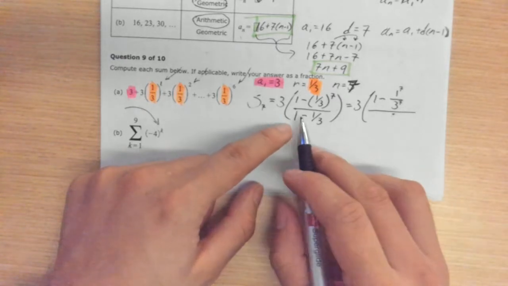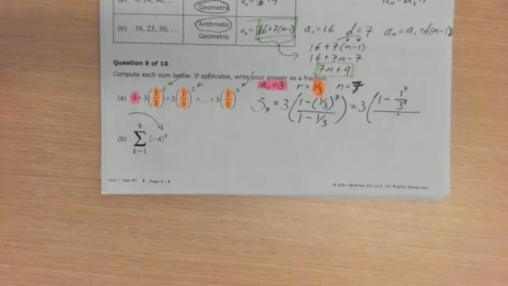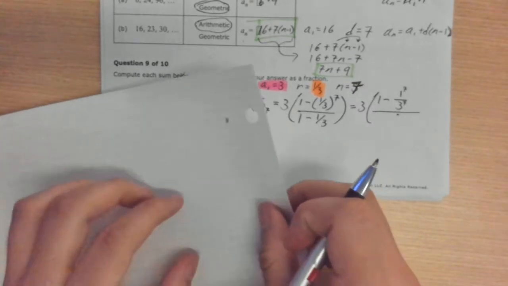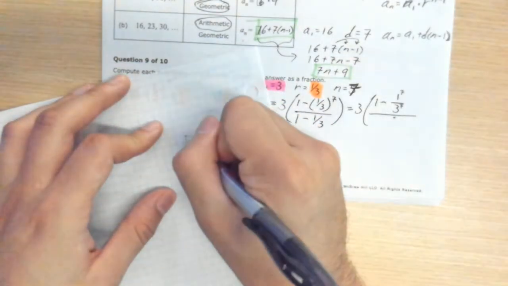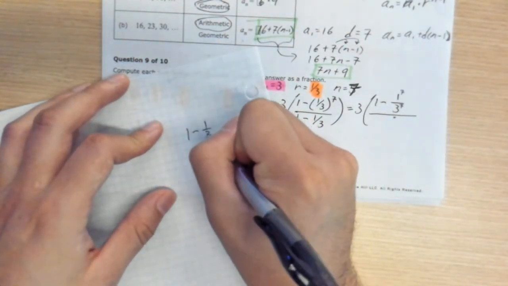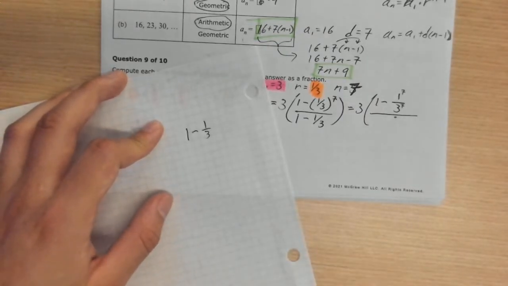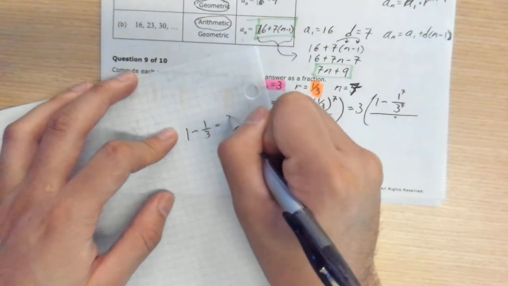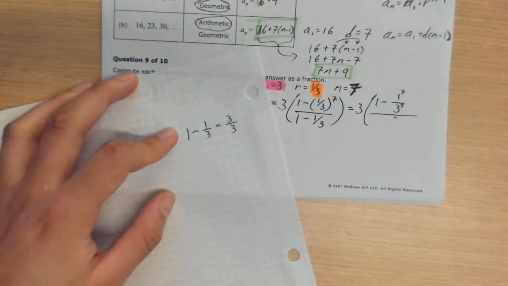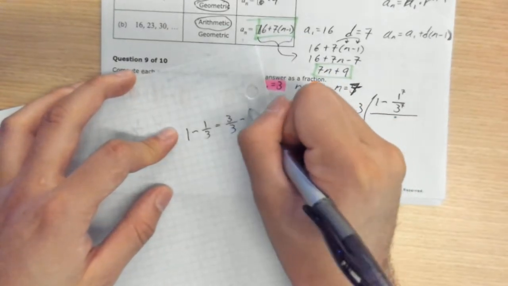Now the bottom, it's 1 minus 1/3. If you forgot how to do this, here's a hint. For 1 minus 1/3, you can rewrite the 1 as a fraction. You want common denominators. So 1 written as a fraction is simply 3/3. 3/3 is 1. A number divided by itself is always 1. Minus 1/3.